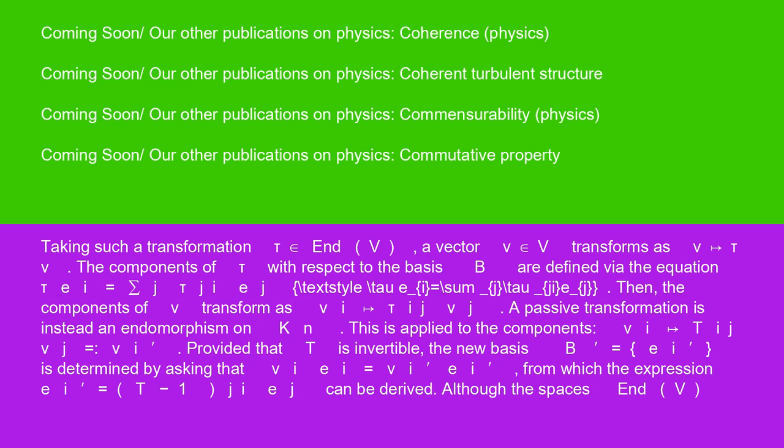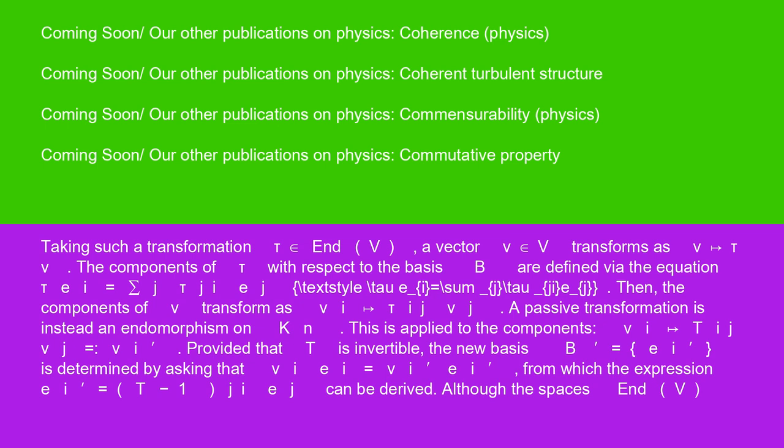A passive transformation is instead an endomorphism on K^N. This is applied to the components: v_i ↦ T_ij v_j. Provided that T is invertible, the new basis e' is determined by asking that Σ v'_i e'_i equals Σ v_i e_i, from which the expression e'_i = (T^-1)_ji e_j can be derived.